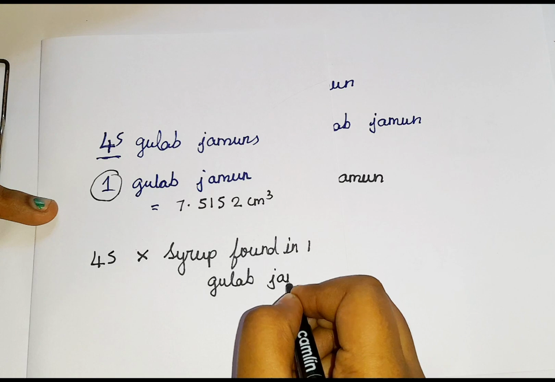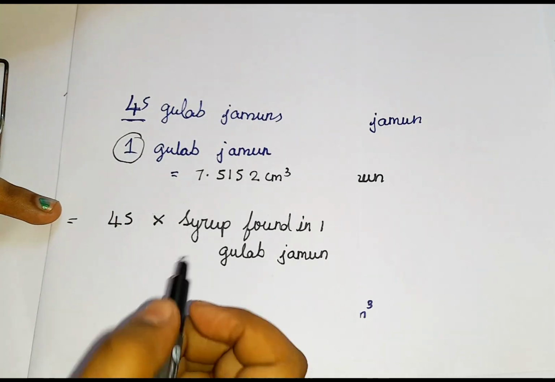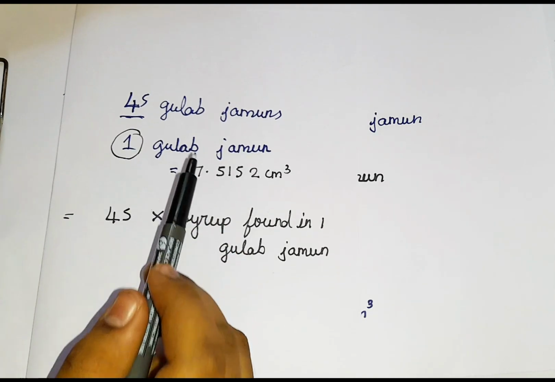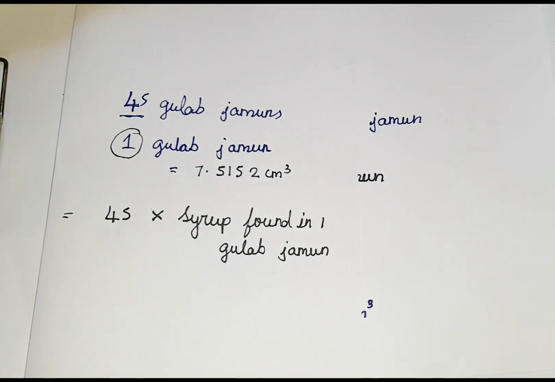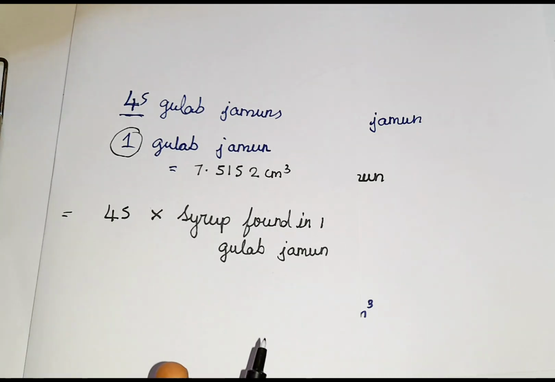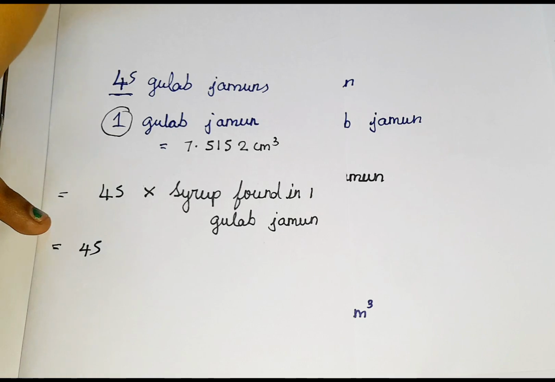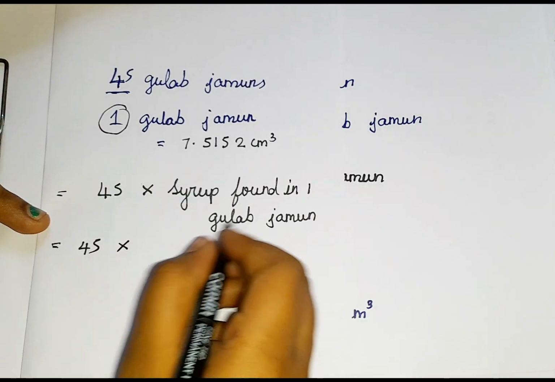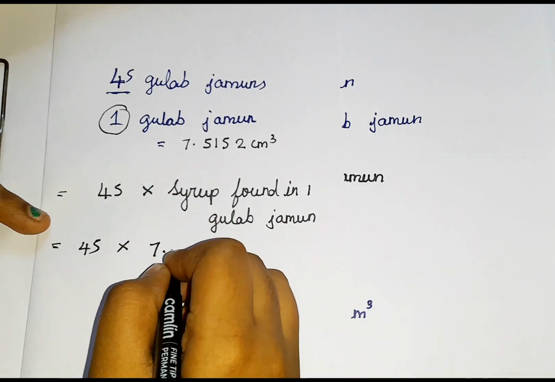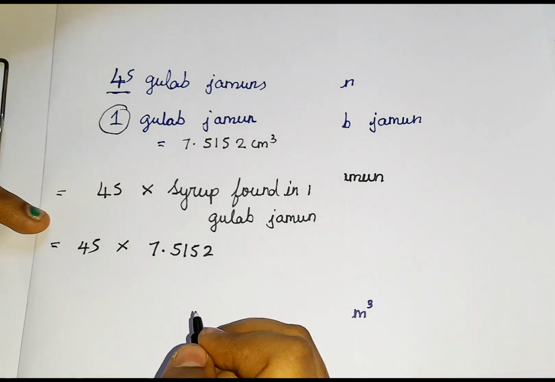Okay. We are supposed to do like this. Why? Because if you know how much syrup is there in 1 gulab jamun, then it is easy to find how much syrup is there in 45 gulab jamuns. Just multiply it. That is the simplest thing. Am I right? So now let us multiply. So 45 into how much syrup is there in 1 gulab jamun, guys? So in 1 gulab jamun we have 7.5152 centimeter cube. So later on we can actually write it.